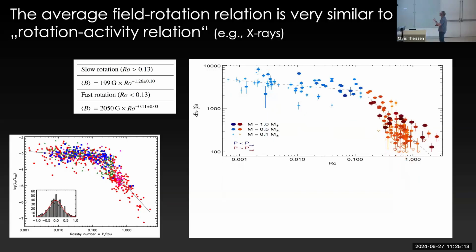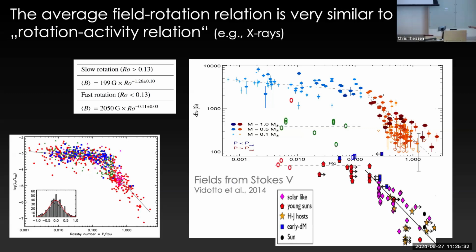I want to make a connection to Stokes V measurements, to the beautiful work that has been done for many stars, because we've seen that many times. This diagram also exists for the B measurements from polarization, from the paper from Aline Vidotto, who gave a talk about other things in the Splinter.